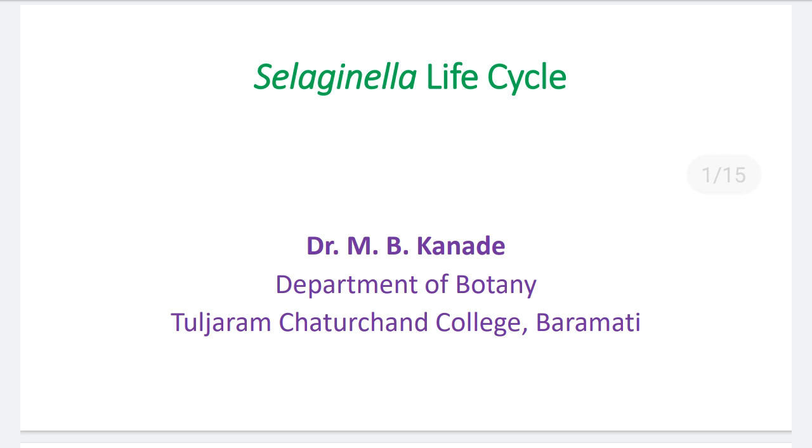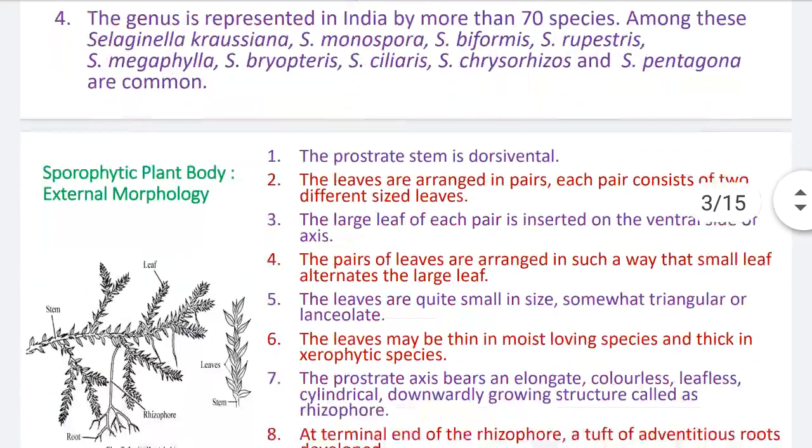Today's lecture is based on the Selaginella life cycle, part 2. This part 2 lecture includes the spore producing structure, strobilus of the Selaginella, then microsporophylls, megasporophylls, microsporangia, megasporangia, microspores, megaspores, their germination, male gametophyte, female gametophyte, then the structure of antheridium, archegonium, their sexual reproduction and alternation of generation.